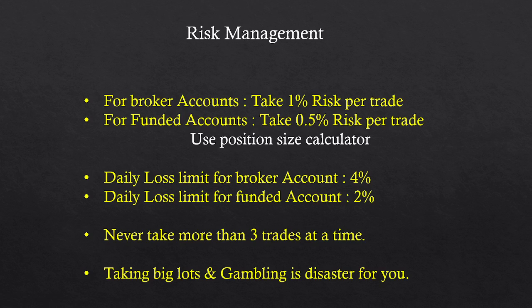Now risk management is the most important thing. If you are trading on a broker account, you have to risk 1% per trade. Okay, if you have some investment in a forex broker account, take 1% risk per trade. Never take 2 or 3% risk per trade. On funded accounts, take 0.5% risk per trade. Never trade 1% or 2% risk per trade. Always take 0.5% risk per trade.